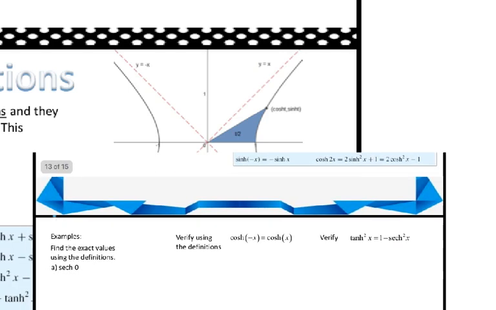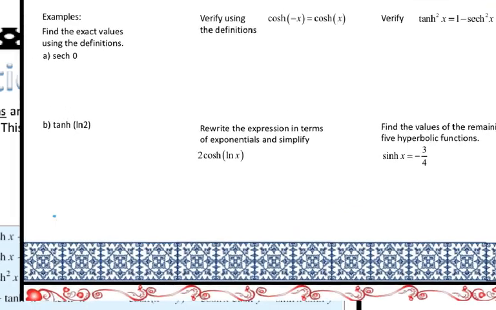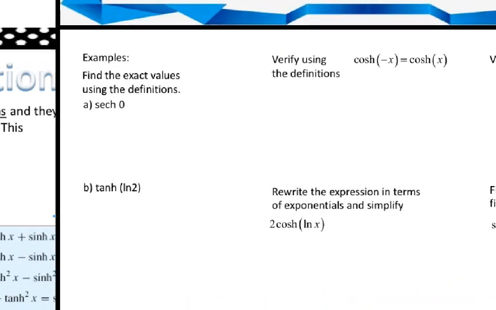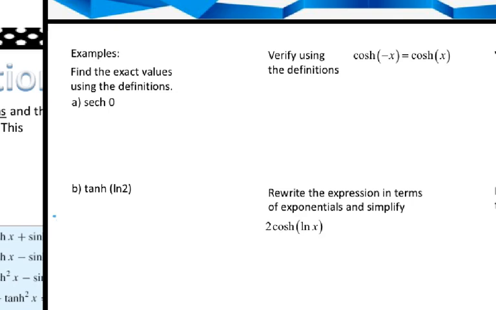All right, let's do some examples. The first one says find the exact values using the definitions, and we have sech of 0. The first thing I would do is write down the formula for sech. It is 2 over e to the x plus e to the negative x.